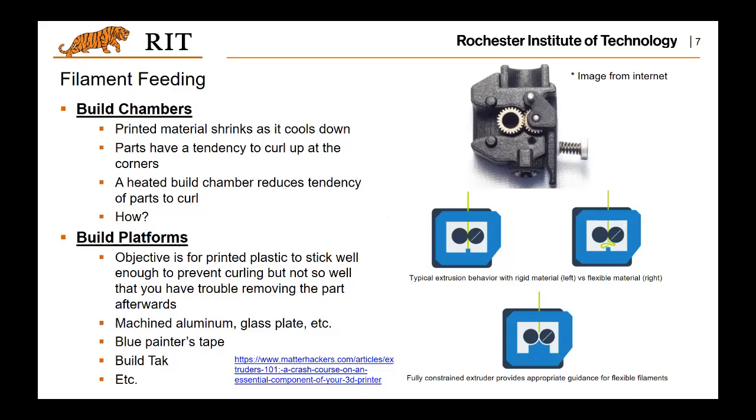So here, where's my mouse? Yep. So this is the feeding mechanism. As you can see here, the filament will go through in this way, and these two will rotate in this direction and this direction. And I think it's the wrong direction. Sorry about that. I think it's in the opposite way.